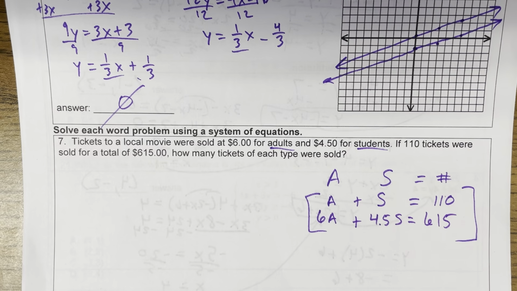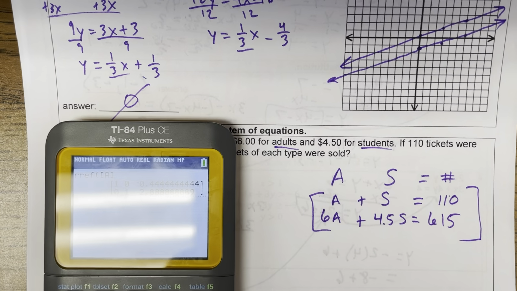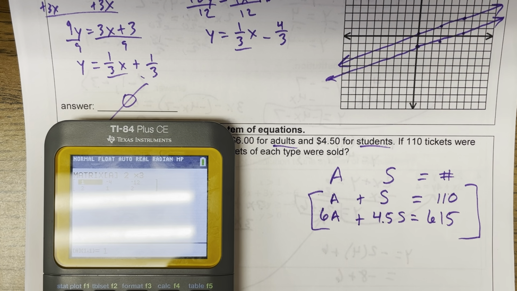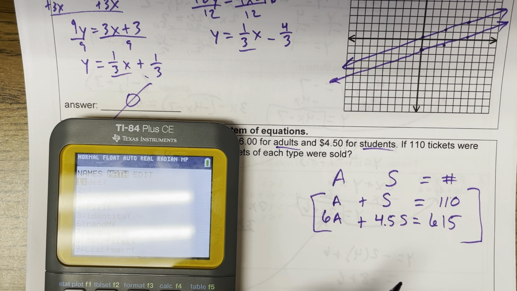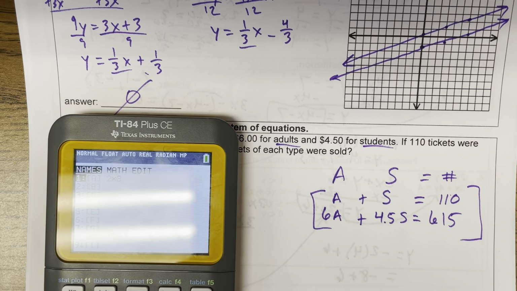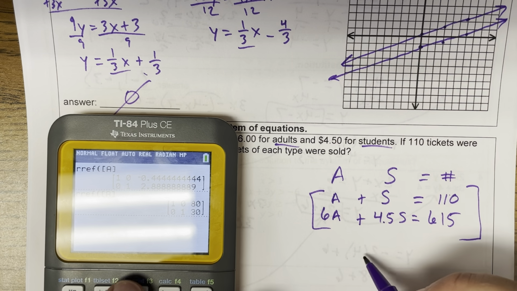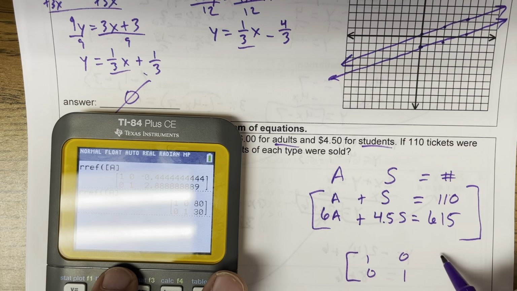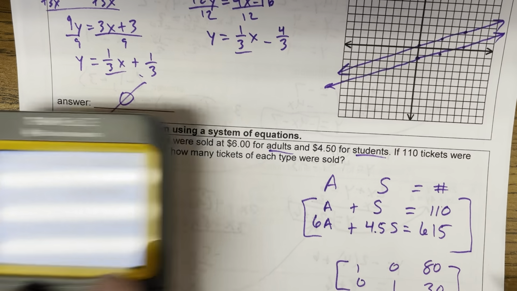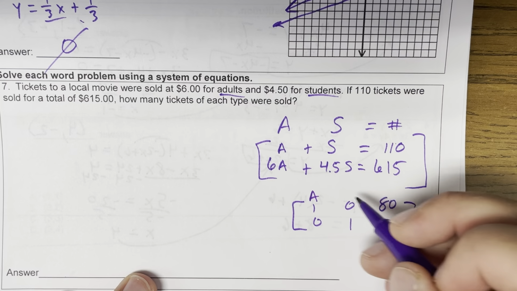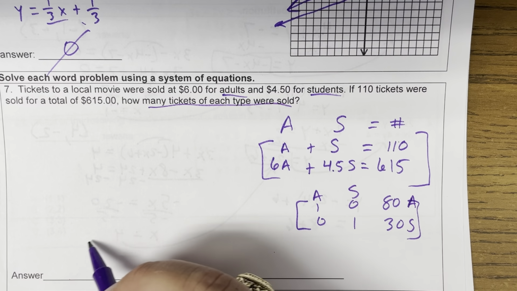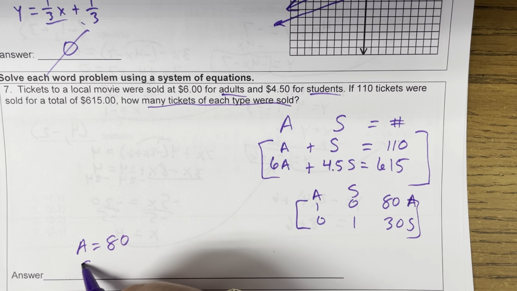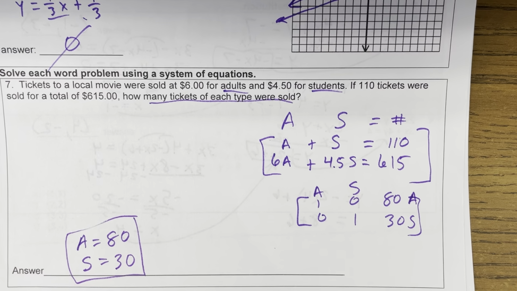This is now matrix ready, and so I'm gonna go into my calculator, and I'm gonna press second matrix, go over to edit. It's a 2 by 3, so we got 1, 1, and 110. 6, 4.5, and 615. We're gonna quit to the home screen, go back into the matrix, go to the RREF of matrix A, and that gives me my answer. And so again, my first row was adults, second row is students. So this is my adults, this is my students. And it asks how many of each type are sold. So we have 80 adults and 30 students.